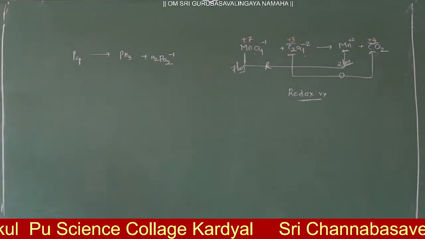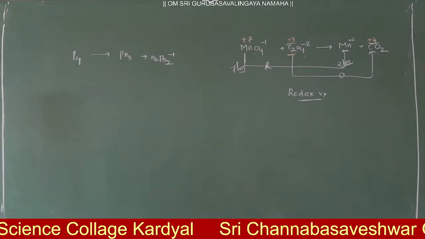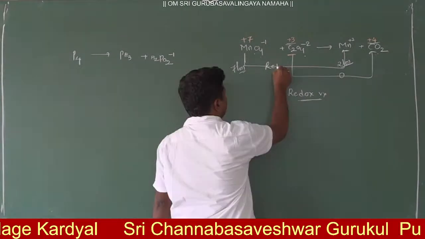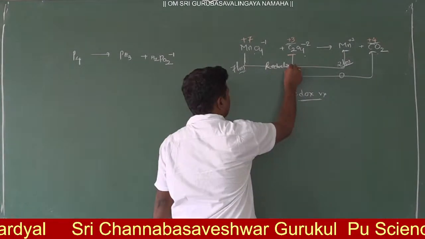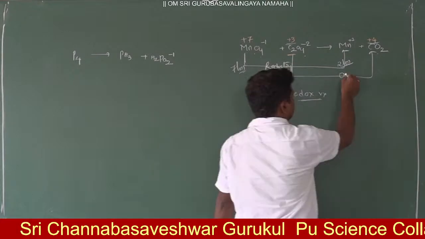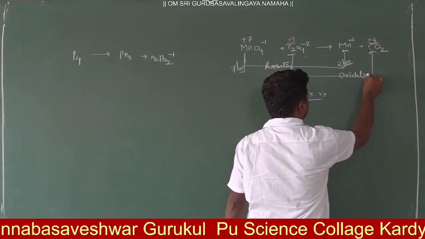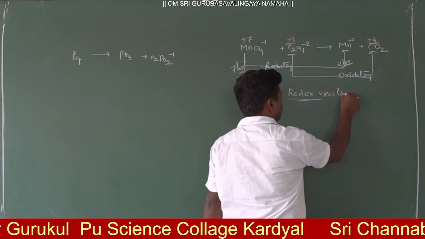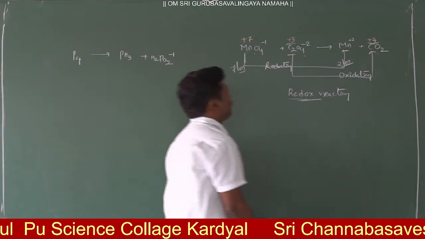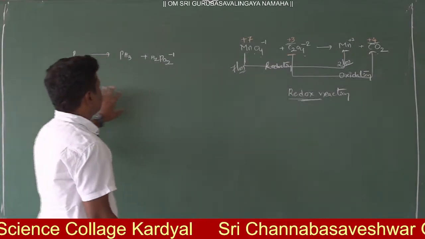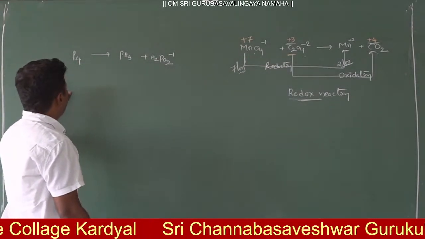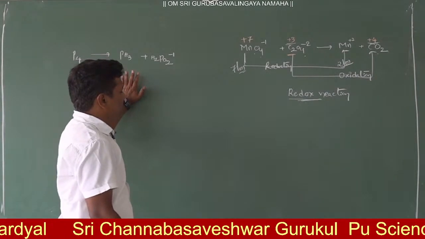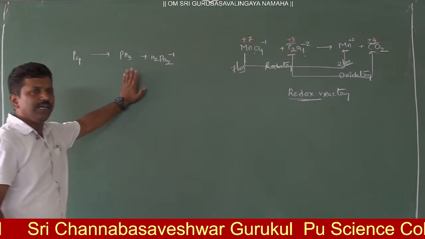P4, next one. It is of reduction. This one, oxidation. Here, reaction. This is of redox reaction. Now, P4 gives rise to PH3 plus H2PO2 minus. This is another chemical equation, this one.